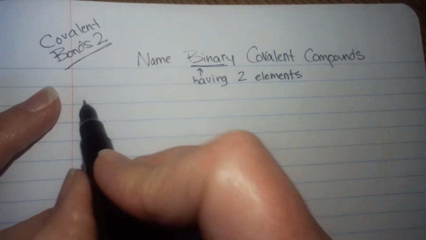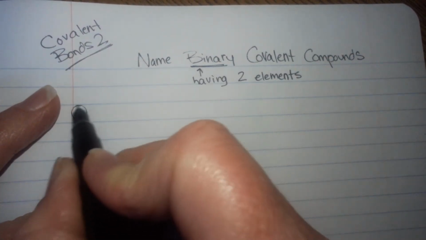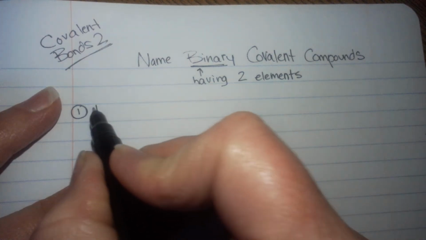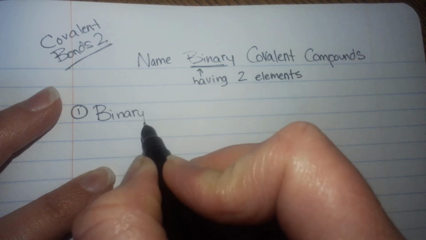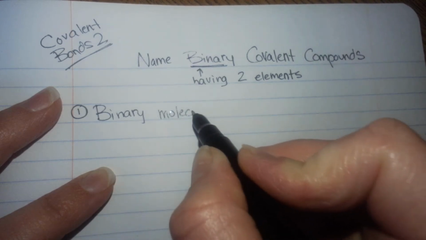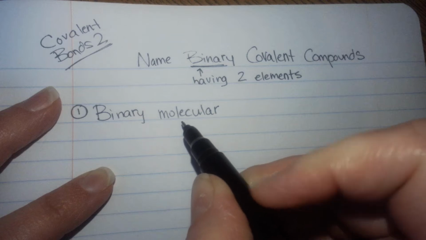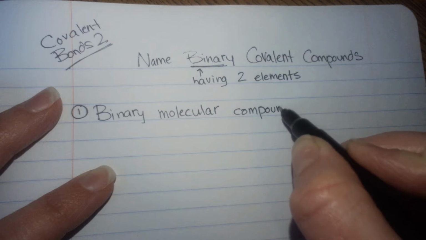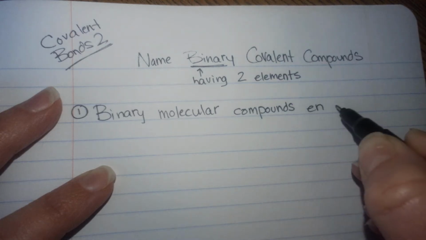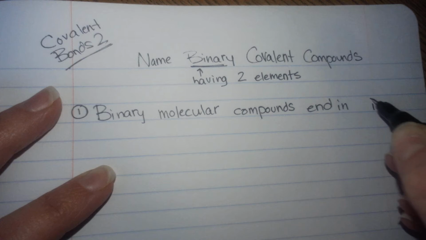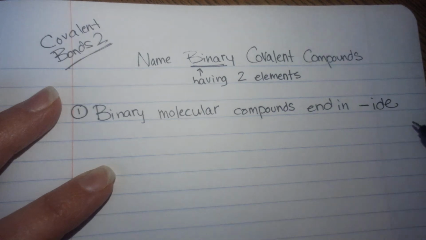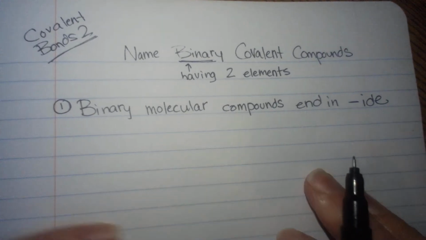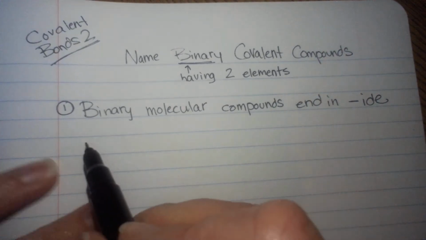So the rules for naming. The first rule, number 1: binary molecular compounds end in "ide". Binary molecular, because we know covalent compounds are molecules. Molecular compounds end in "ide". Now that was the same as ionic compounds. They had "ide" on the end as well. So a lot of them.